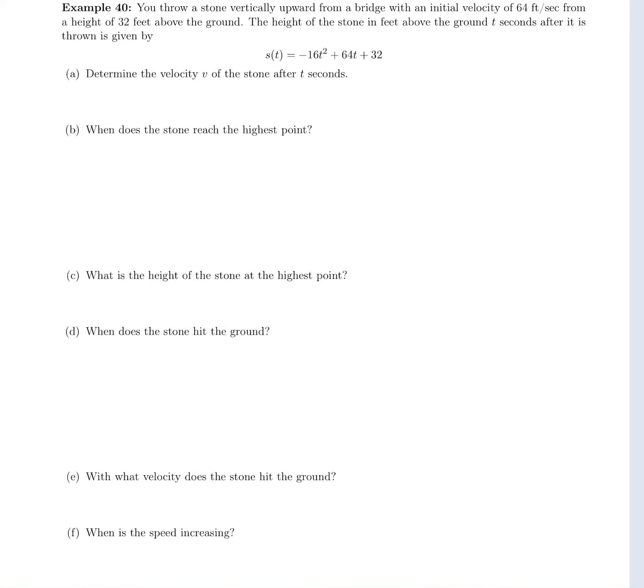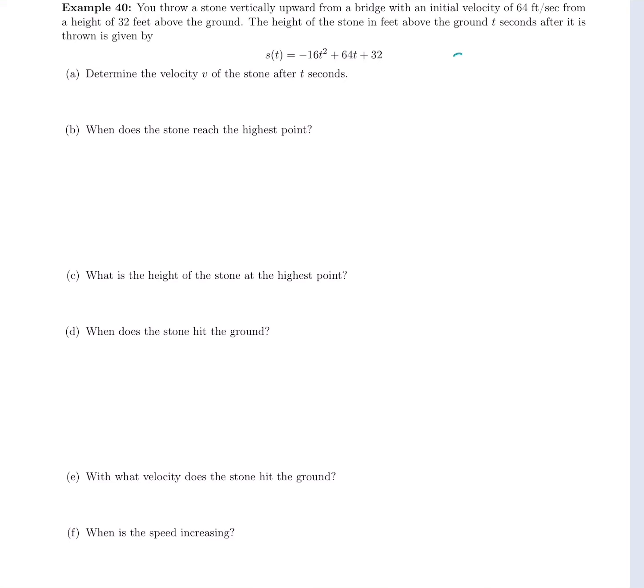Here we have a stone being thrown vertically upward from a bridge with an initial velocity of 64 feet per second, and at the height of the bridge we're starting out at 32 feet above the ground. The height of the stone in feet, t seconds after it is thrown, is given by this s of t function here. We're going to use derivatives to go from position to velocity to acceleration.